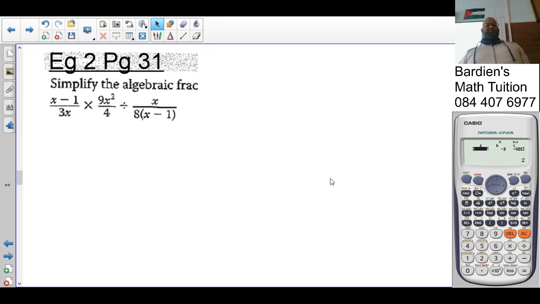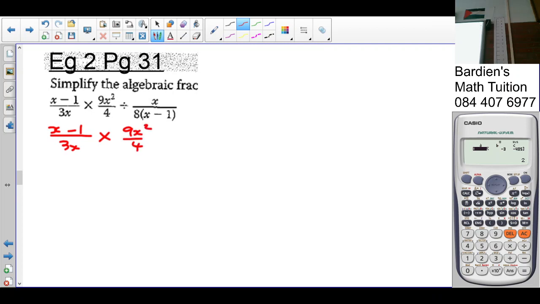Number 3. Example 2, same page, 31. So what needs to be done first here? The question says simplify the algebraic fraction. Yes. Say it, change division to multiplication. Right, so do your thing. Okay, so we tumble n times here, so we get x minus 1 over 3x times 9x squared over 4 times 8 into x minus 1 over x. Now what? Again cancel. Not so? So you cancel quickly.